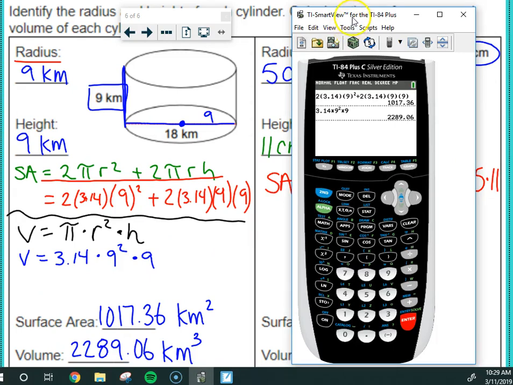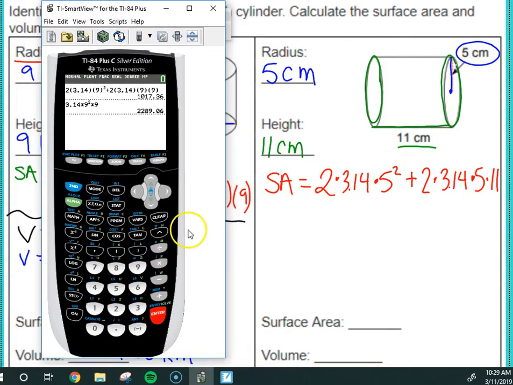But then we can bring back up our calculator and type this in. So we have 2 times 3.14 times 5, and then to square, press this x squared button, plus 2 times 3.14 times 5 times 11. So this should look exactly like how we wrote it out. If we double check, it does. So then we can press enter.